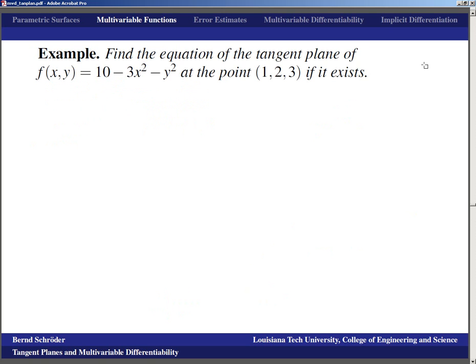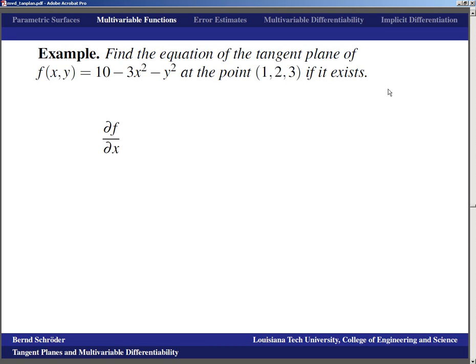Alright, so as an example, we'll find the equation of the tangent plane of the function f of x, y equals 10 minus 3x squared minus y squared at the point (1, 2, 3), if that tangent plane exists. So the "it" refers to the tangent plane, not to the point, which of course does exist. Quick double check: if x is equal to 1 and y is equal to 2, we have 10 minus 3 minus 4, which really is 3. So the point (1, 2, 3) really is on the surface.